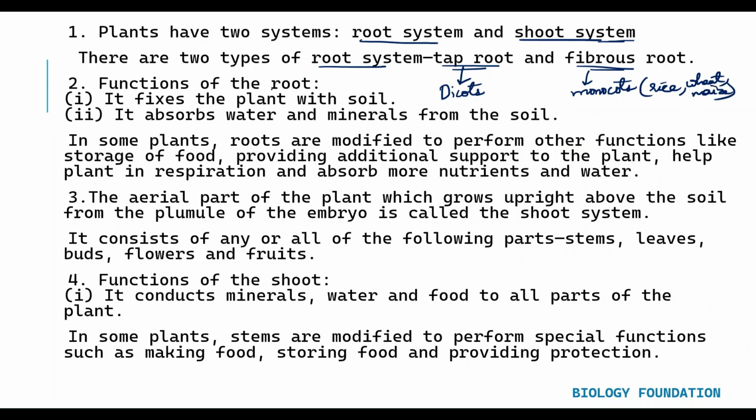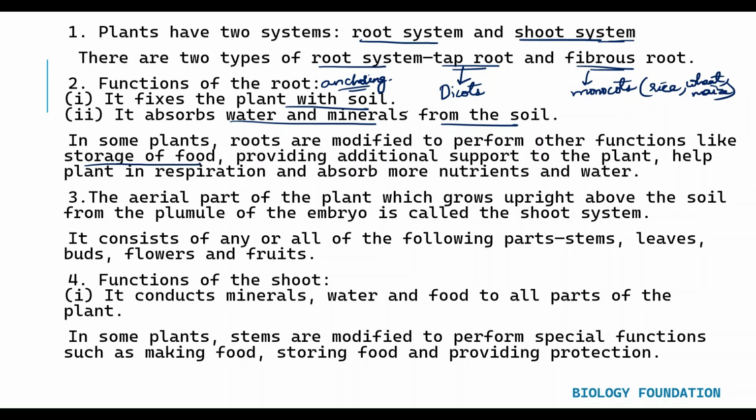What are the functions of the root? It fixes the plant to the soil. So basically, it helps in anchoring the plant to the soil and absorbs water and minerals from the soil. So roots play a very important role in absorption of water and minerals, and they fix the plant to the soil. In some plants, roots are modified to perform other functions like storage of food.